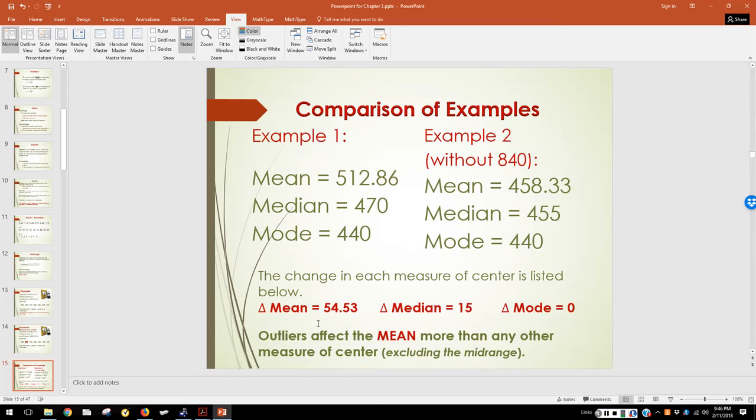So notice that the mean changed by $54.53, whereas the median only changed by $15. The outlier affected the mean more than any other measure of center, except for the mid-range. So one thing to keep in mind is that this time our outlier was an extreme on the upper end. It is also entirely possible to have an outlier that is extreme on the lower end, and that would have caused the mean to have been too low rather than too high.